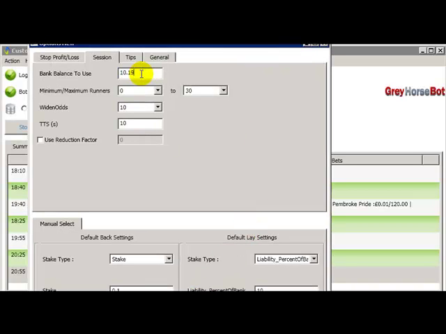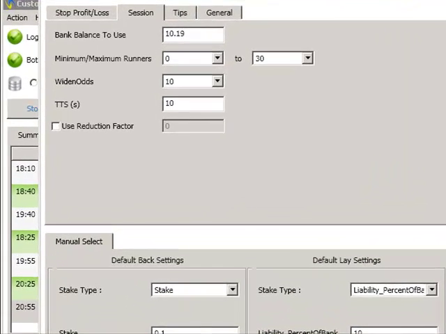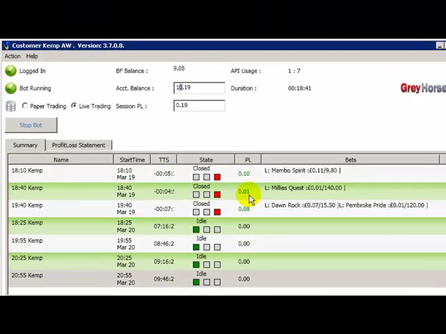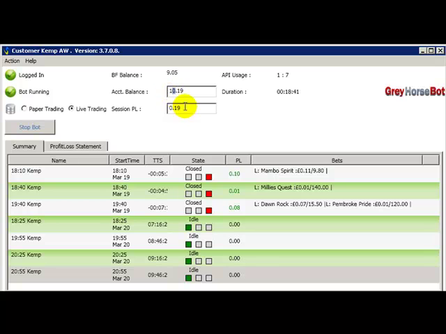And as you can see, I set it at £10 yesterday. It's 10.19 after yesterday's winners. So as you can see, £10.19. That's what the actual session PL is. Session is as long as the bot's been running. So we're just going to see how it goes.